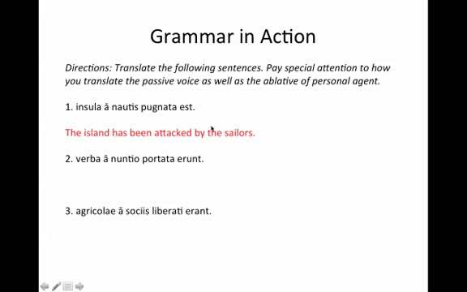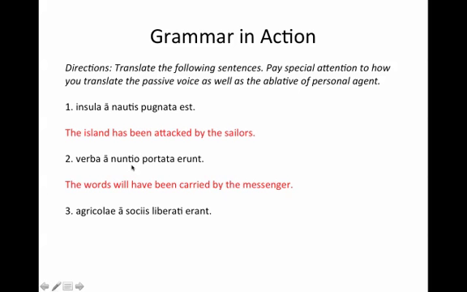Number 2, verba a nuntio portata erunt. The words will have been carried by the messenger. Once again, verba is your subject and it's neuter plural. So what form of the fourth principal part do we need? The neuter plural. And who's carrying these words? The messenger, a nuntio, our ablative of personal agent.